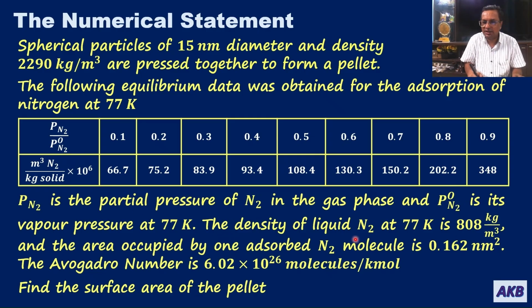Then the density of liquid nitrogen is given to us. The density of liquid nitrogen at 77 Kelvin is 808 kg per meter cube. And after nitrogen molecules go on the surface of the adsorbent, each nitrogen molecule is going to occupy an area of 0.162 nanometer square. The Avogadro number is given to us. It is 6.02 into 10 to the power 26 molecules per kilomole, and we are supposed to find out the area of the pellet. So let us move ahead.